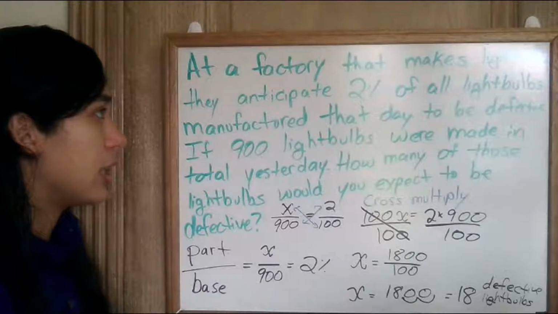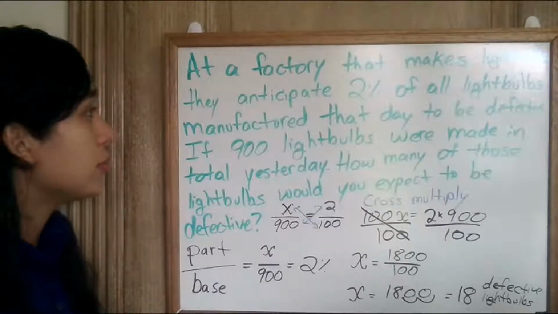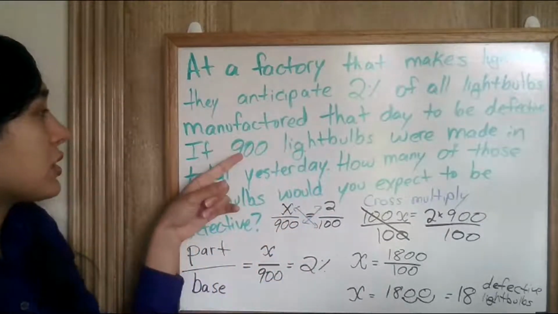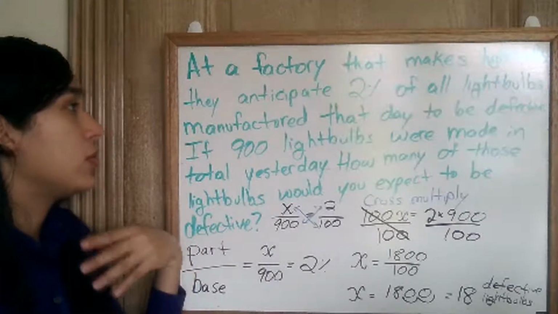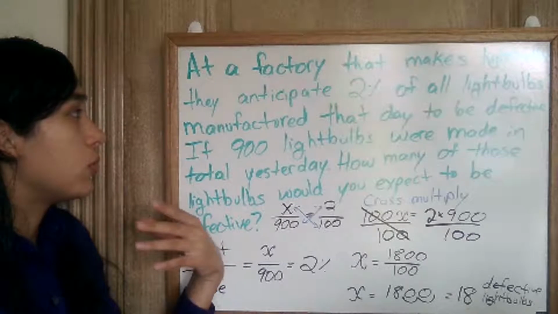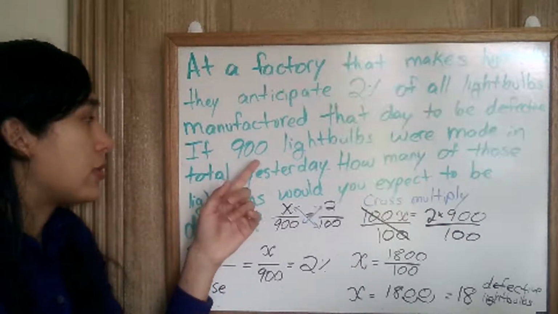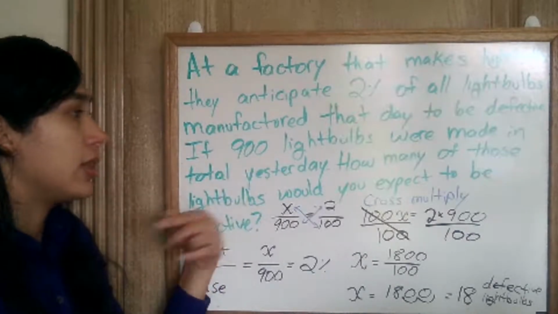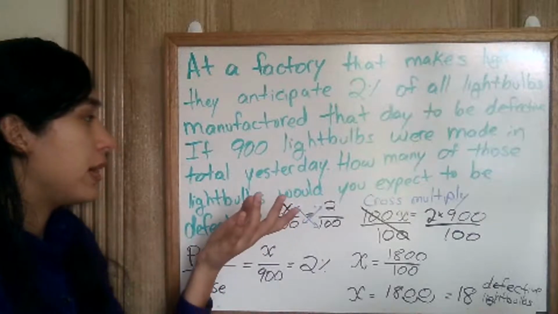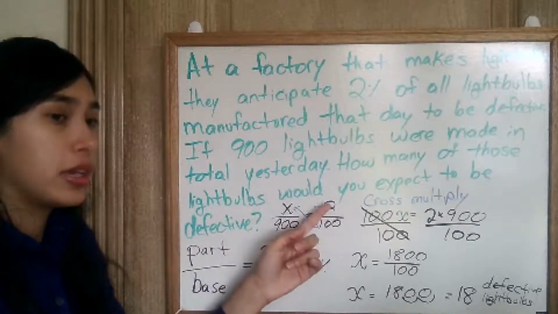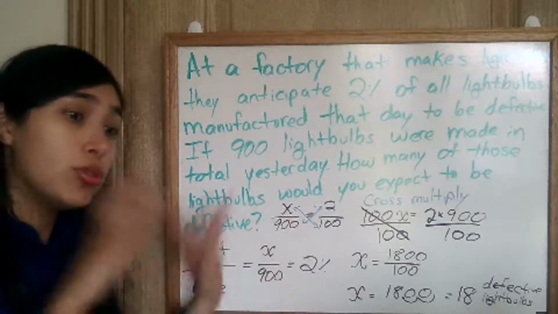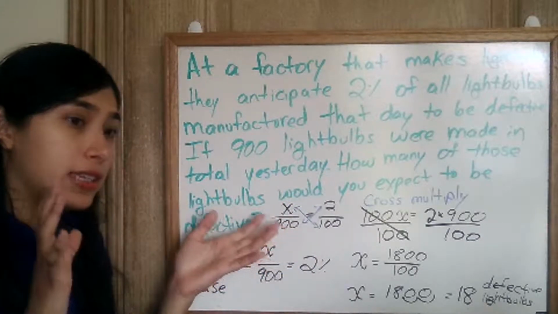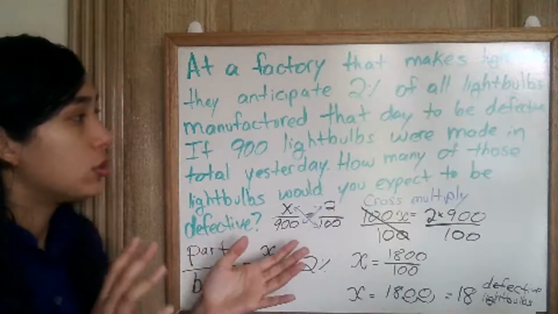Something else I want you to take note of with word problems is that here I specified that they were made yesterday. And the word problem might give you different numbers. They might say, well, there were 900 light bulbs made Monday, and then 400 made Tuesday, and then 800 made on Wednesday. But then the question's probably going to ask of either Monday, Tuesday, or Wednesday, or ask for the total of defective light bulbs from those 3 days.